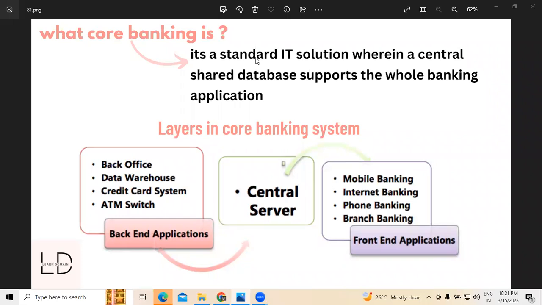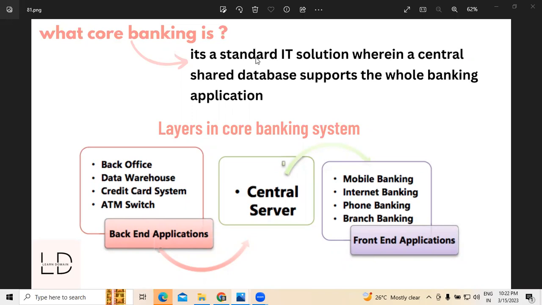Today we are going to discuss what a core banking system is all about. As you all know, to manage the back-end operations of any banking or financial institution, there is a core banking application which plays a vital and important role.